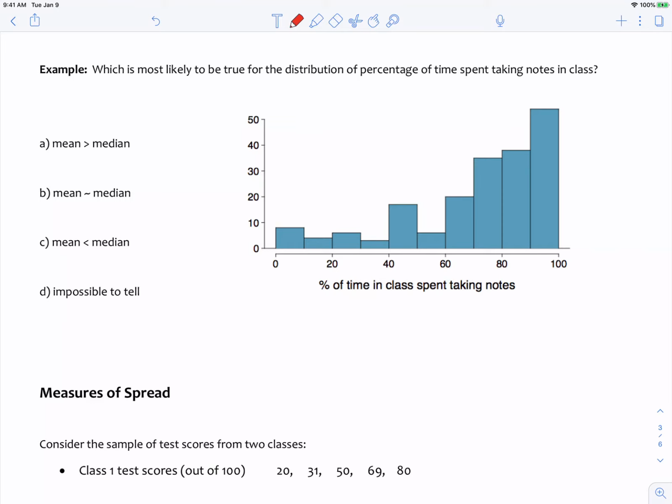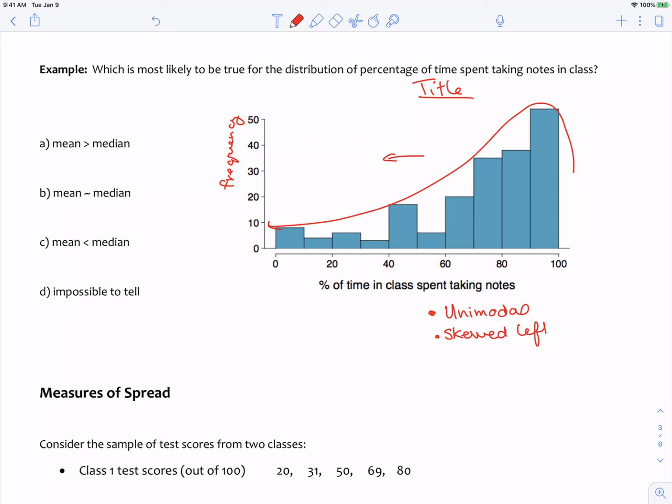All right, so this is the percent of time spent in class taking notes. This should say frequency, and we would want to have a title, of course, to get full credit. But the general idea is we have this distribution. And so in terms of describing its shape, we would say this is unimodal, and we have our tail trailing off to the left. So we have skewed left data and no apparent outlier.